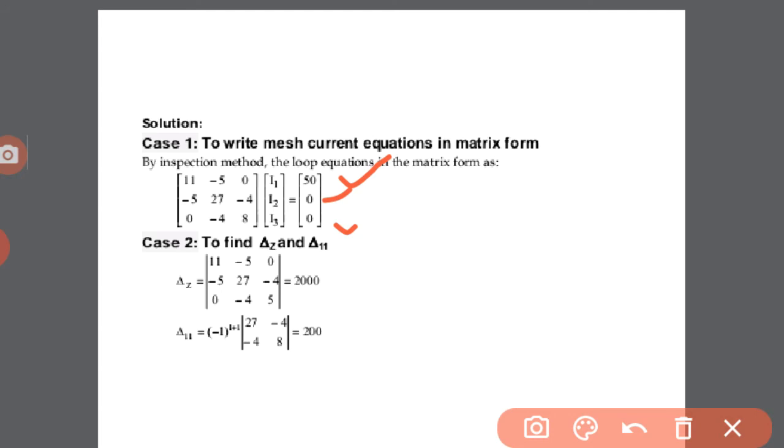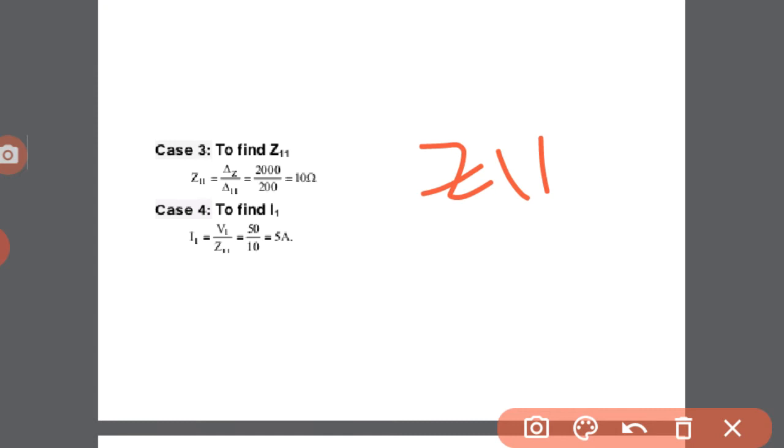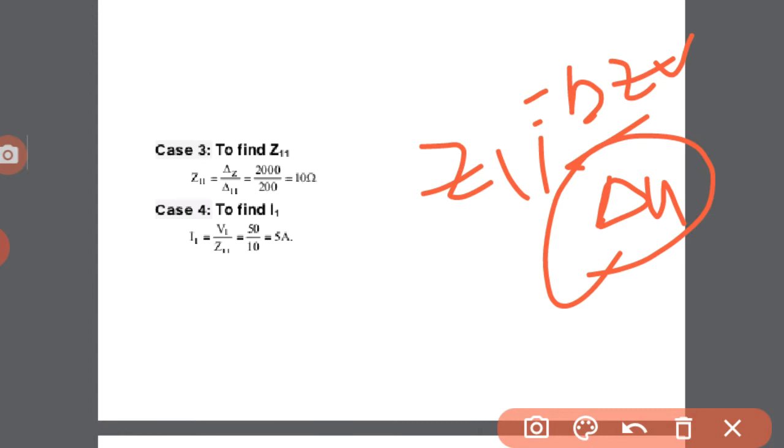After that you have to find the values of delta Z and delta 11. For the transfer impedance, delta 1 you have to find. So delta Z has to be found, that is equal to 200. To find the source impedance, Z11 is equal to delta Z by delta 11. For that purpose we have to find the value of delta Z, and then the coefficient of Z11, that is delta 11. Then Z11 is equal to 10 ohms.